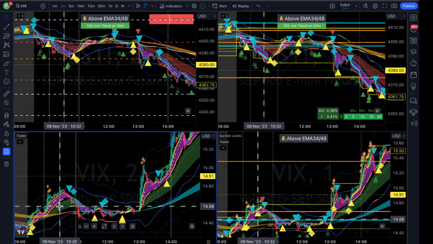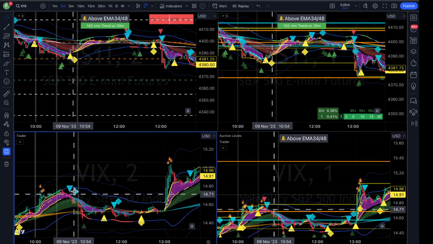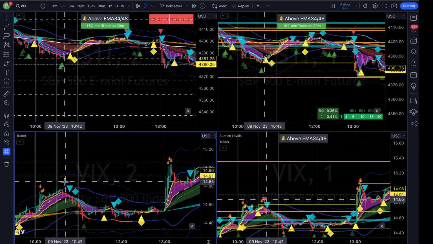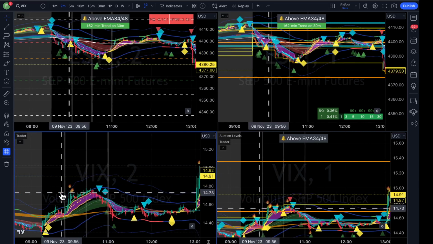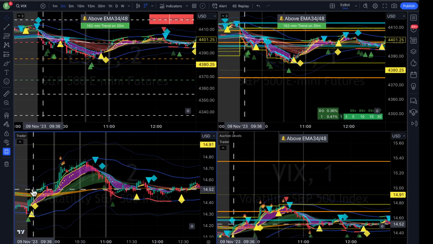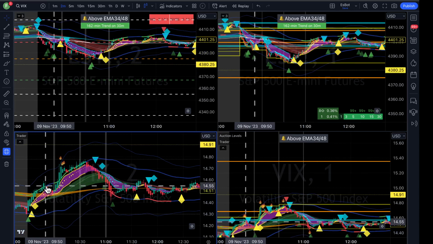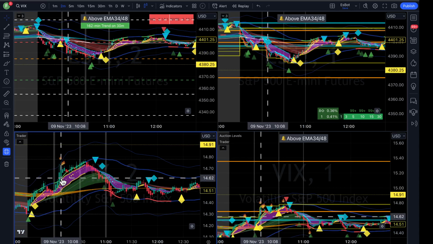Because we're using Heiken Ashi candles here, it's not just the triangles that give us information. If you look at the color change of the candle, that's also a good indication that things are turning. Obviously there it's playing around the 48. But then look how beautiful this move is.